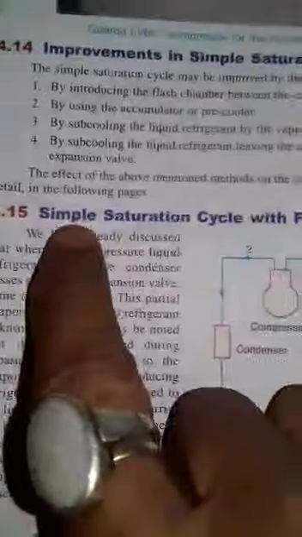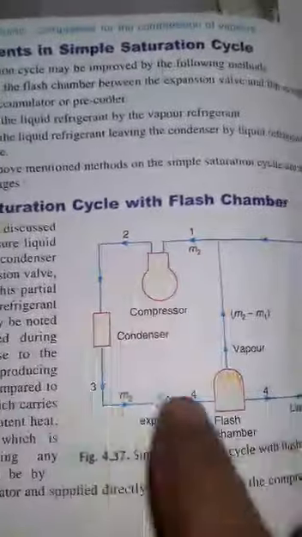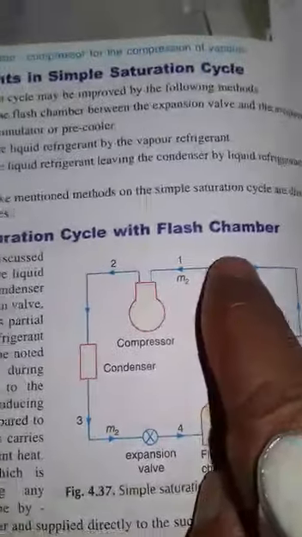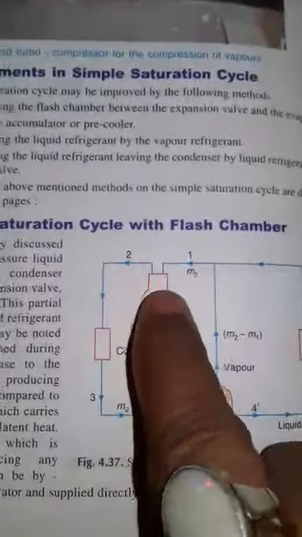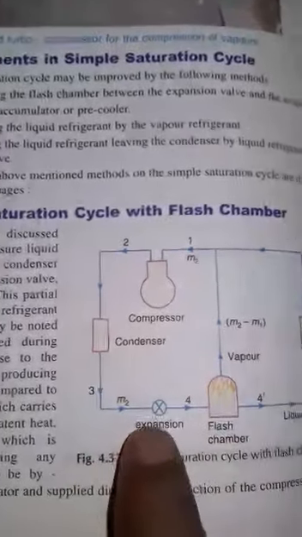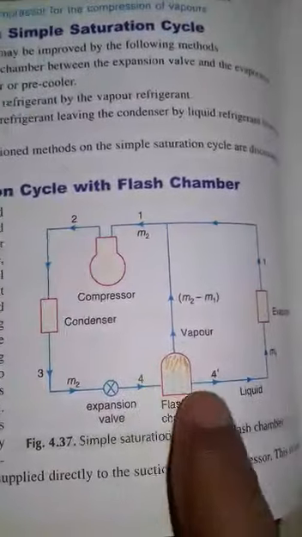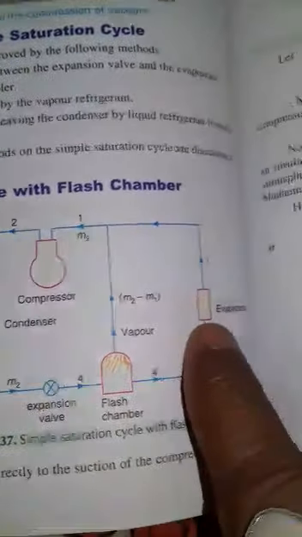So I am going to explain the simple saturation cycle with a flash chamber. Here we have the whole vapor compression cycle: the compressor, then the condenser, then the expansion valve, and then one flash chamber, and then the evaporator, and again it goes back to the compressor.